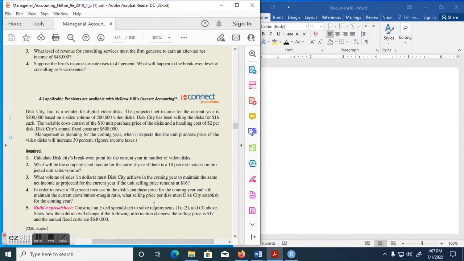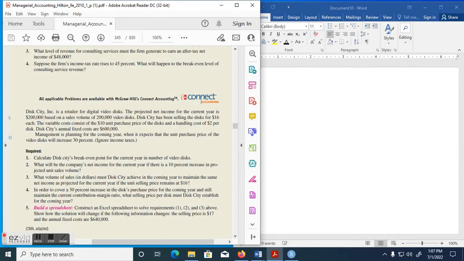Now, keep in mind that each question will give you a certain basic situation, and in that situation you are expected to understand how differences within a single variable or a single aspect of your business will affect your break-even or your cost volume profit analysis.